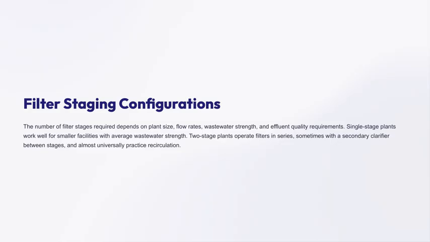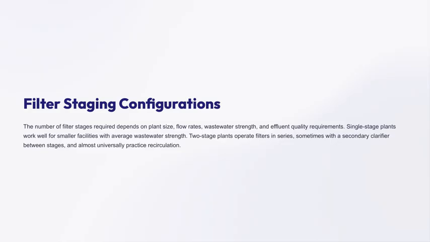However, when dealing with larger plants or more demanding water quality standards, a two-stage system tends to be the preferred approach. In these setups, filters are arranged in series, which means the water passes through multiple filtration steps. Sometimes, you'll see a secondary clarifier placed between these stages. That's to help improve water clarity and quality further. Recirculation is almost universally practiced in two-stage systems. This means some of the filtered water is fed back into earlier stages, enhancing overall efficiency and ensuring better removal of contaminants.